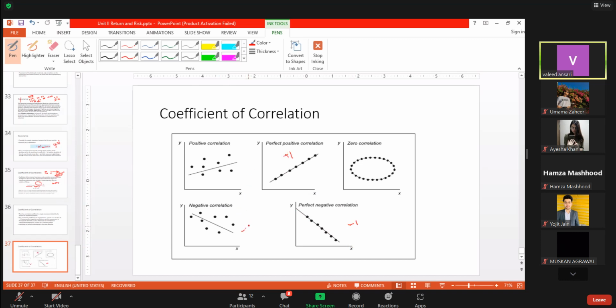Maybe minus 0.2, something like that, but maybe lower than this. So there are positive correlation and negative correlation, but not the perfect. So perfect means the correlation lies between -1 and +1.